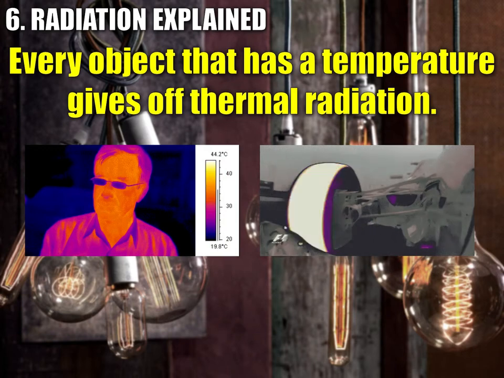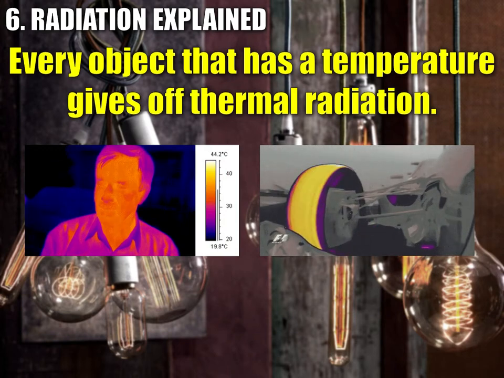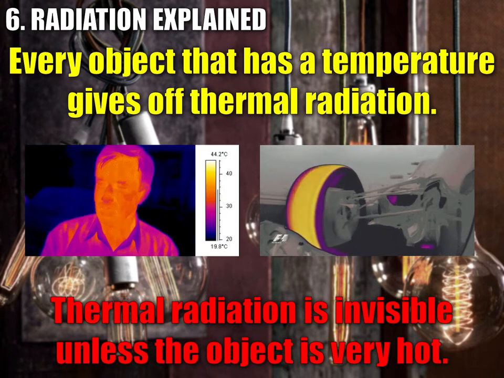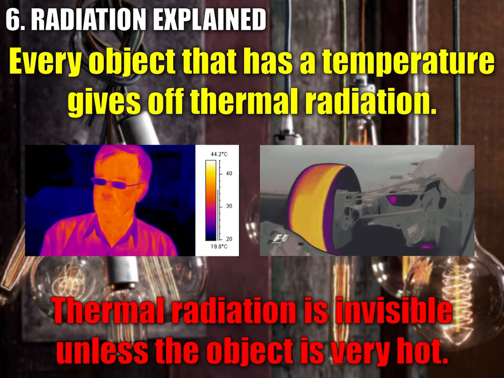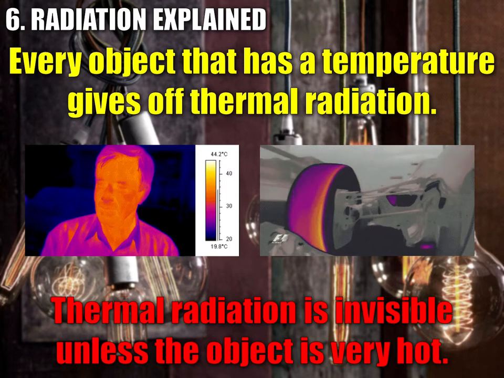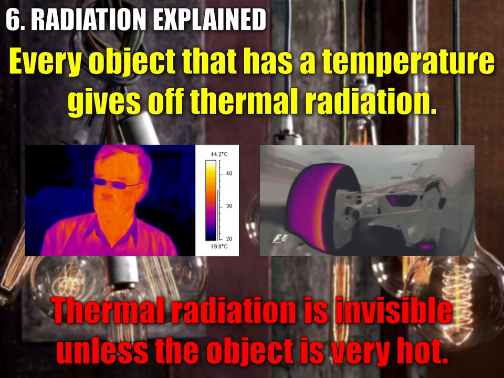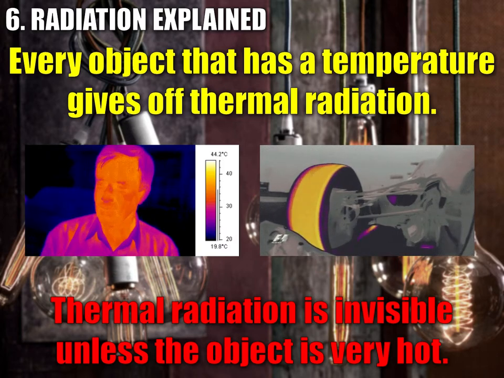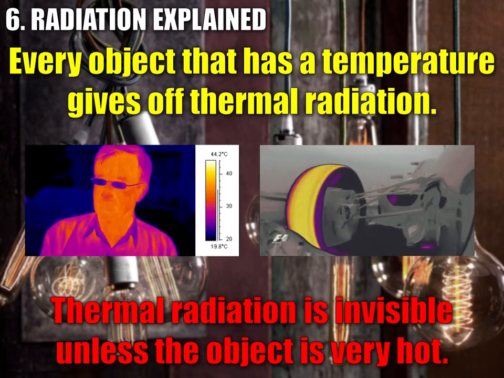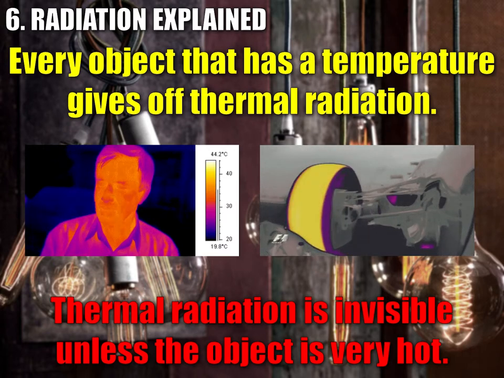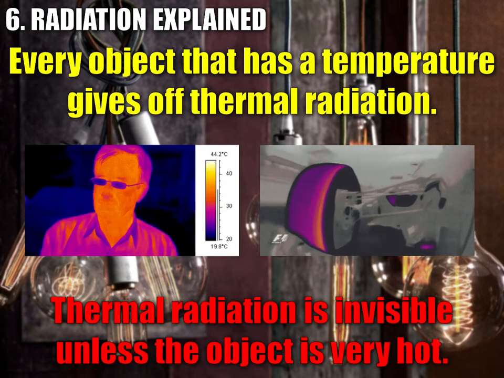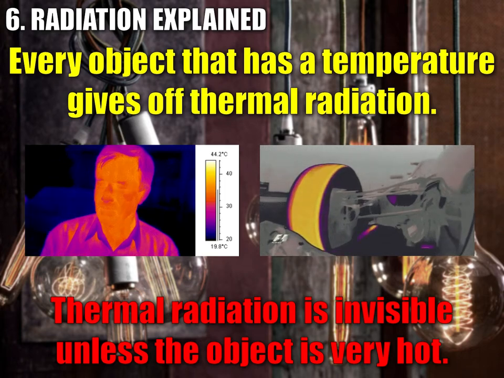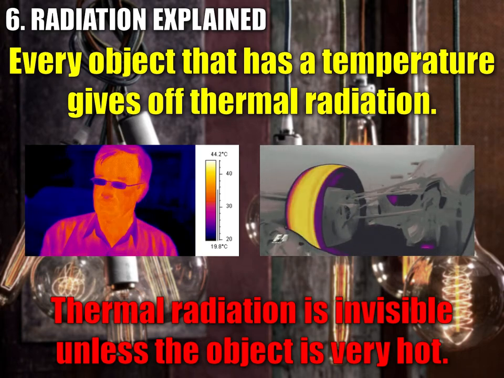Let's talk about radiation. Any object that has a temperature gives off thermal radiation. But normally thermal radiation is invisible. We can't see it unless the object is very hot. For example, the sun is 6,000 Kelvin at its surface. This is hot enough that we can actually see the thermal radiation from the sun. So the earth is lit up by the thermal radiation from the sun. This is what keeps us warm. If you go out on a hot day and feel the warmth from the sun coming down, you're feeling the thermal radiation from the sun. Not only are you feeling it, but you can also see it because the sun is very hot.